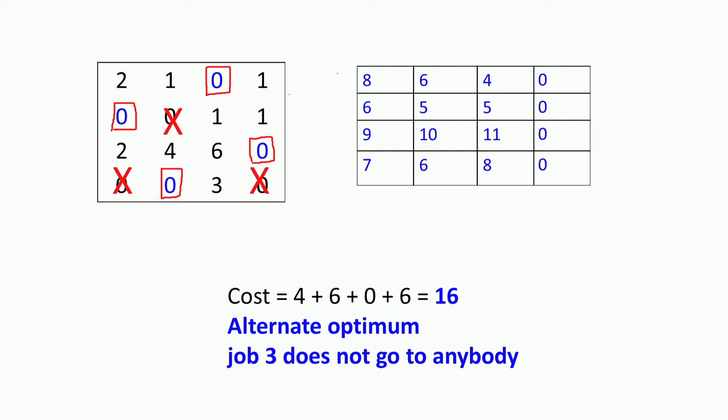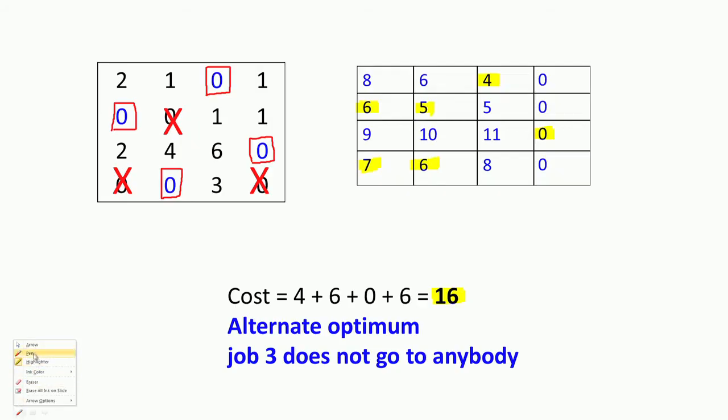Now, the total cost: corresponding to this assignment the cost is 4, corresponding to this the cost is 6, corresponding to the third the cost is 0, corresponding to the fourth the cost is 6. So, the cost is 4 plus 6, 10, plus 0, plus 6, is 16. If we had broken it arbitrarily, instead of getting 6 plus 6, we would have got 7 plus 5, which would have given us the same 12 and the same cost, but an alternate optimum solution.